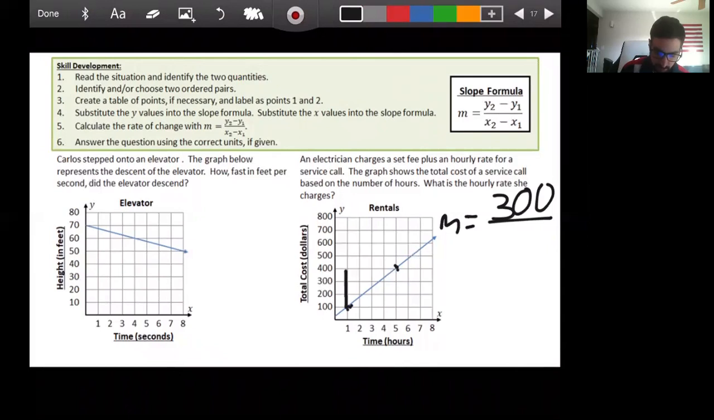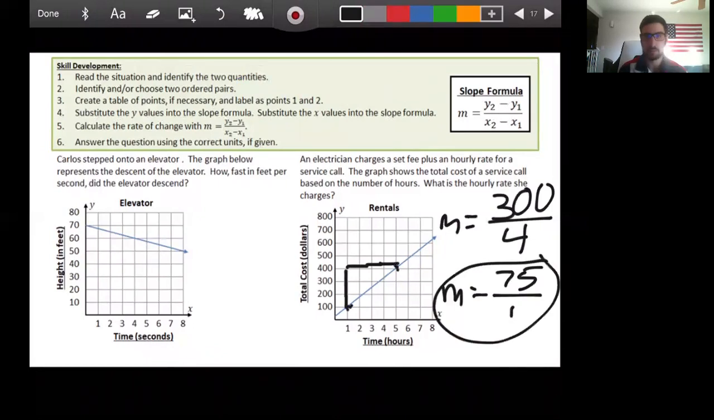The next thing I need is how far we go over. It started at 1, and it went over 1, 2, 3, and 4. It went over 4. So now we're going to go ahead and simplify this. I see I have a common factor of 4 in this case. If I divide these both by 4, m is equal to 75 over 1. So if I divide 300 by 4 and 4 by 4, we are left with 75 over 1. This would be my slope.